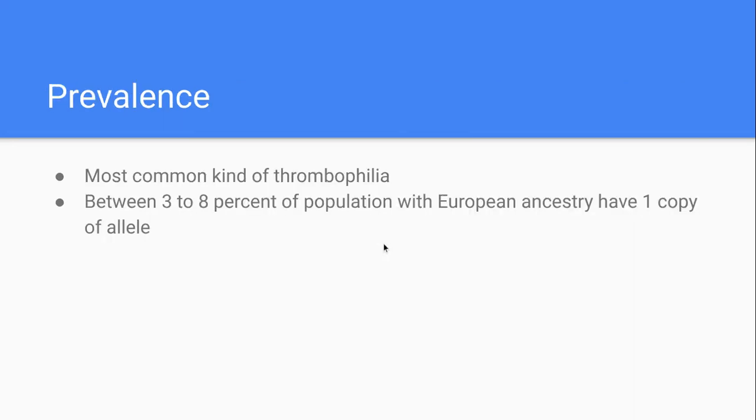And that leads to prevalence. It actually is a prevalent disorder. It's the most common kind of thrombophilia. And it's mostly common in people of European ancestry. It's not as common in people of other ancestries, and about 3 to 8% of the population with European ancestry have one copy of the allele. And about 1 in 5,000 will be homozygous and have two copies of the gene. So it doesn't sound like much, but it is pretty prevalent for a genetic disorder.